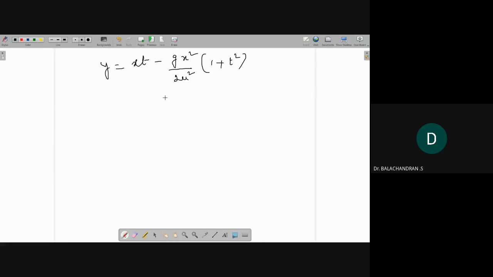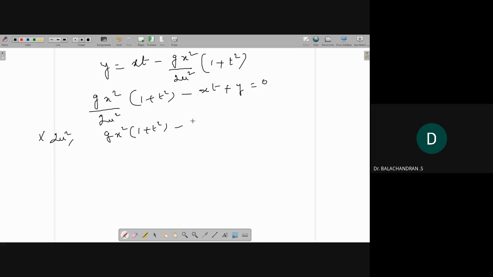So now, just to rewrite this equation, I'm going to multiply. Okay, first to rewrite g x square by 2 u square into 1 plus t square, I'll write everything in the left hand side: minus x t plus y equal to 0. Now throughout, multiply by 2 u square. We have g x square into 1 plus t square minus 2 u square into x t plus 2 u square into y equal to 0.